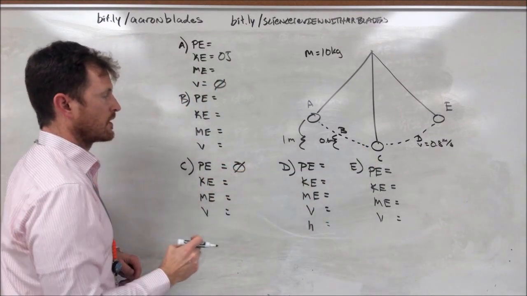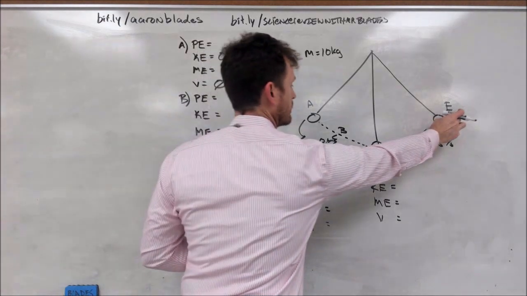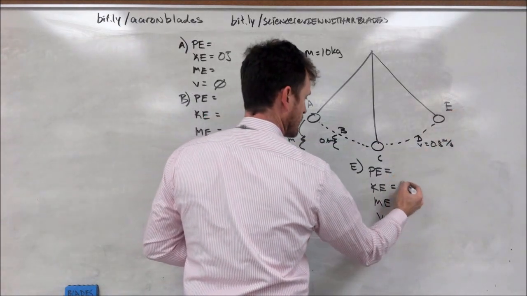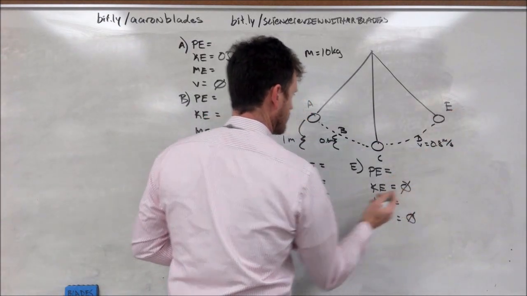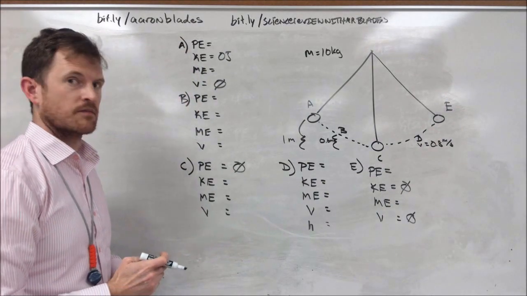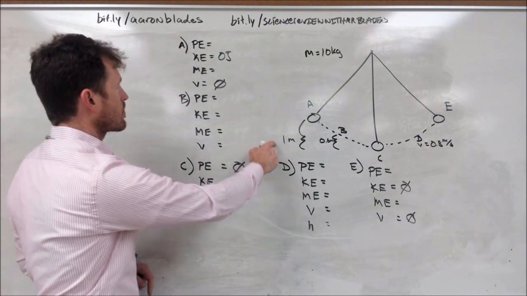Since the letter C is at the very bottom of the swing, we know its potential energy is 0. And since E is on the other side at the very maximum of the swing, we know that it's going to be exactly the same as point A.